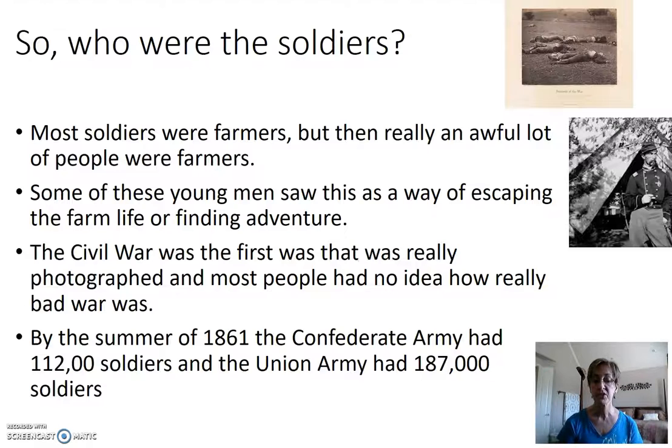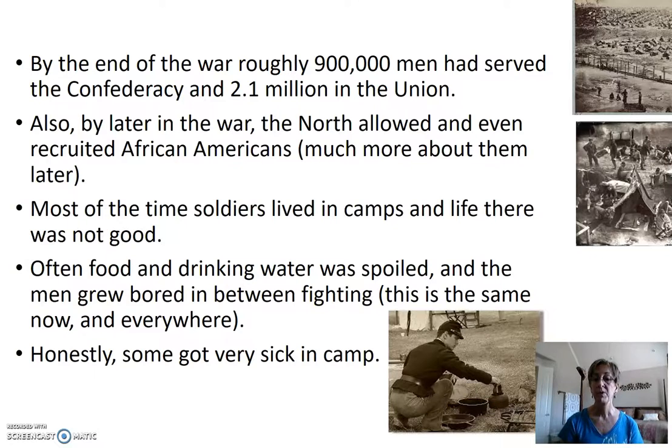By the summer of 1861, the Confederate Army had 112,000 soldiers because people were anxious to sign up at first, and the Union Army has 187,000. That's a little bit lopsided on the northern side, but not too bad. However, by the end of the war, you have about 900,000 men serving in the Confederacy and 2.1 million for the Union. So that's very lopsided. It's 2 to 1. And those numbers keep stacking up against the Southern generals during the whole war.